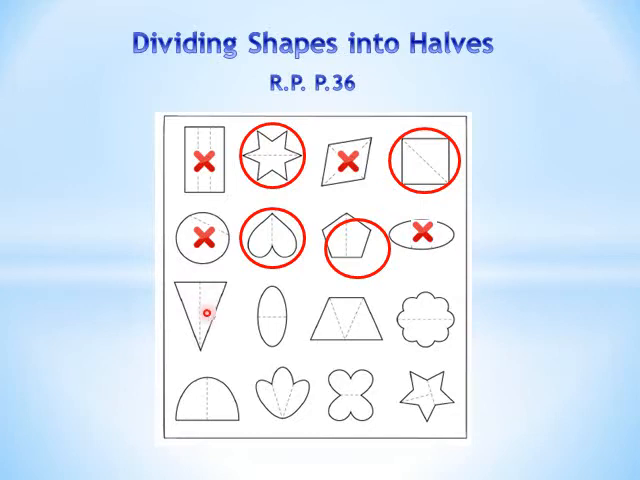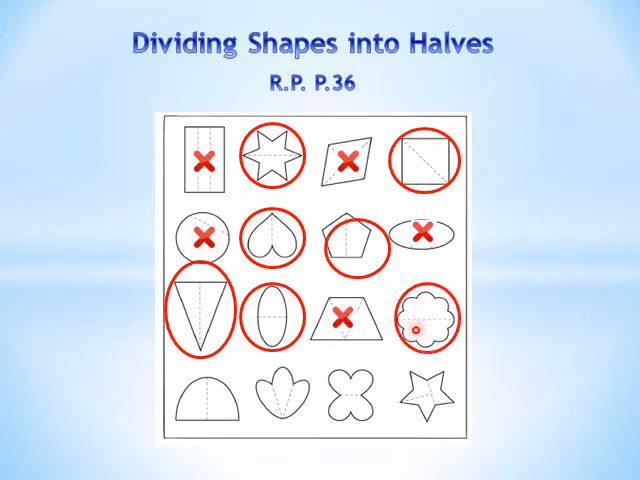This triangle is divided into 2 halves. What about this oval? 2 parts are equal, so they are 2 halves. This shape is divided into 3, so they are definitely not halves. This shape like a flower is divided into 2 parts and they are equal, so they are halves. This semicircle also is divided into 2 halves. This flower is divided into 3 parts, so I will cross it out. What about this shape?